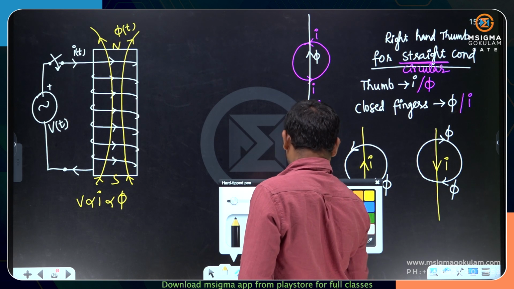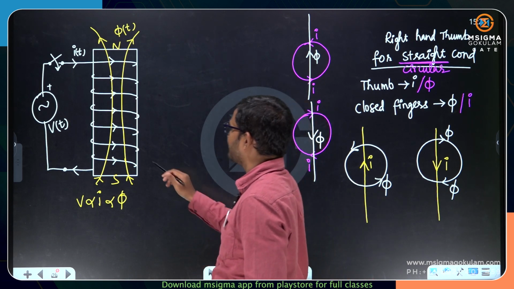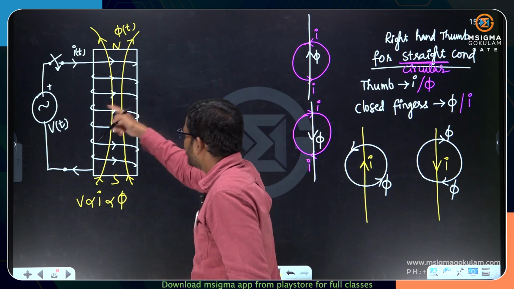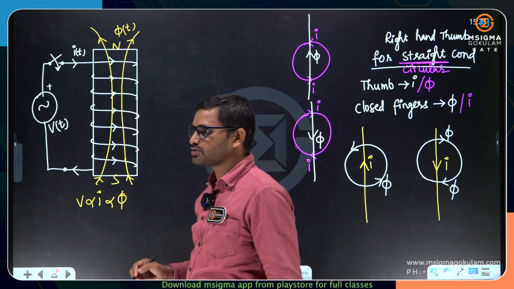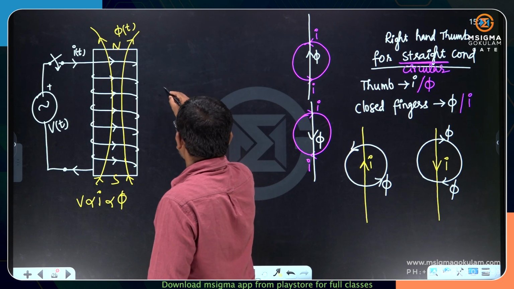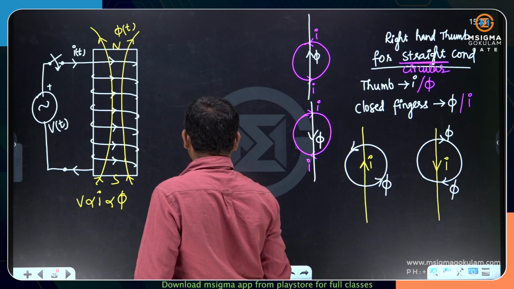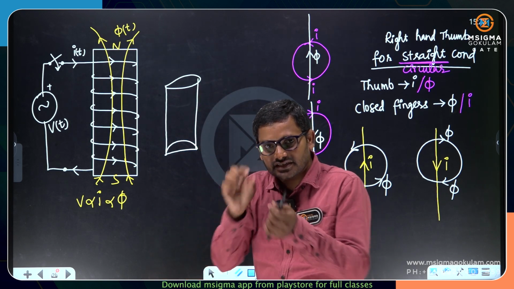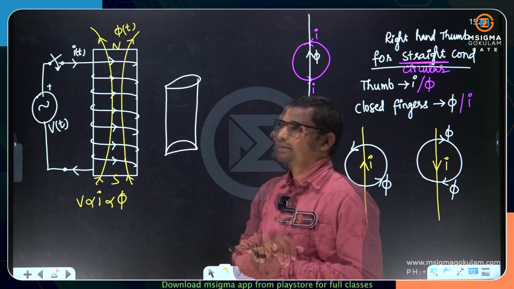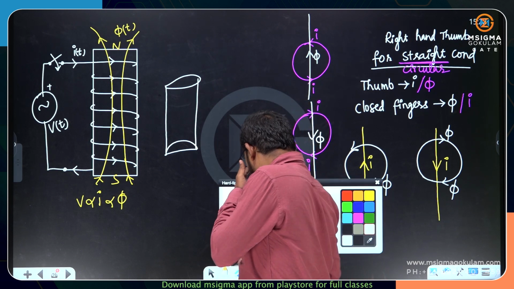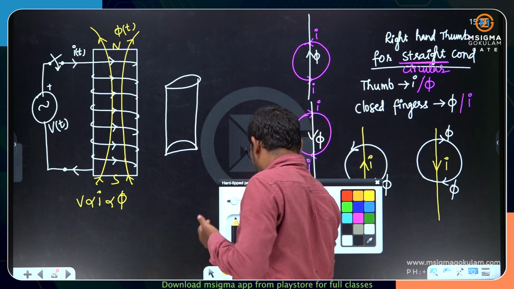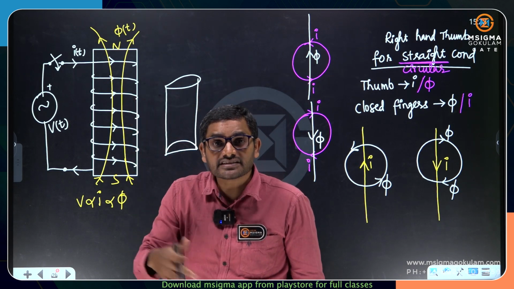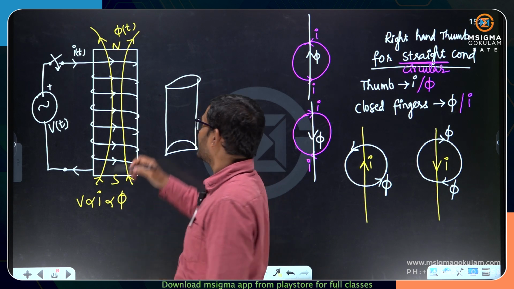Instead of showing you another winding, what I am trying to show you is that I am placing a piece of conductor. I am not placing so many turns here. I am taking a piece of conductor. Now if I place this piece of conductor near the flux lines, or in the presence of flux lines, what will happen?